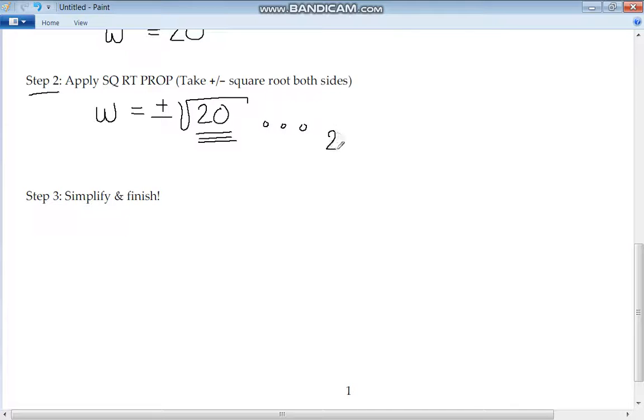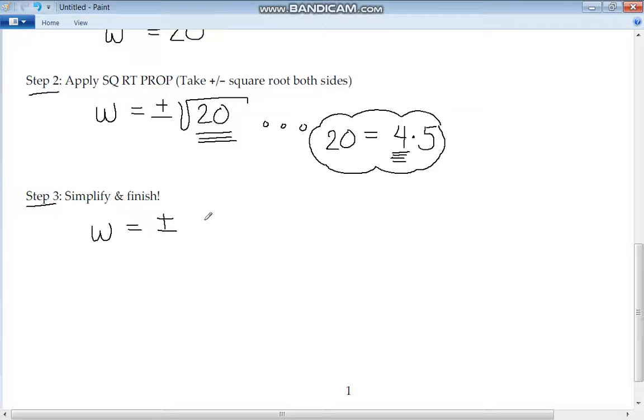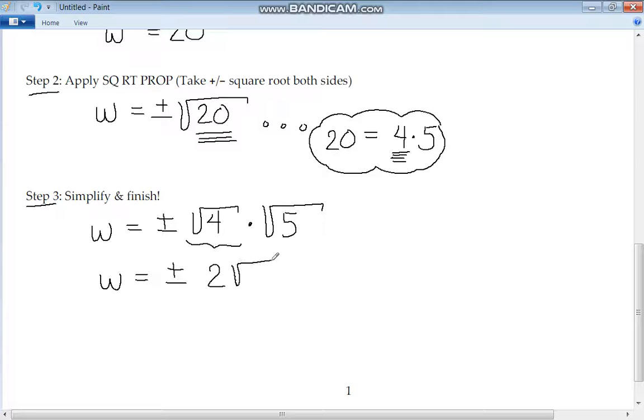So here's what I'm thinking. I'm thinking that 20 is actually the same as 4 times 5. And that 4, that's a perfect square. It's the result of 2 squared. So that's where I'm going in the last step, step 3. w equals plus or minus, now I'm going to factor out the perfect square 4, and then I'm leaving whatever's left, the 5, behind under the radical sign. And now I'm going to evaluate the square root of the perfect square. So it's w equals plus or minus 2 times the square root of 5.